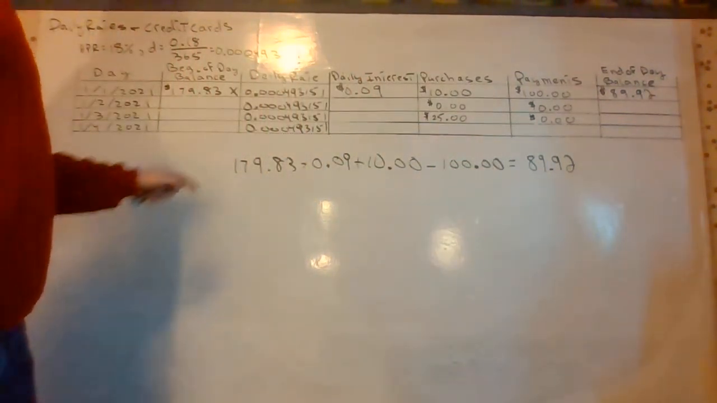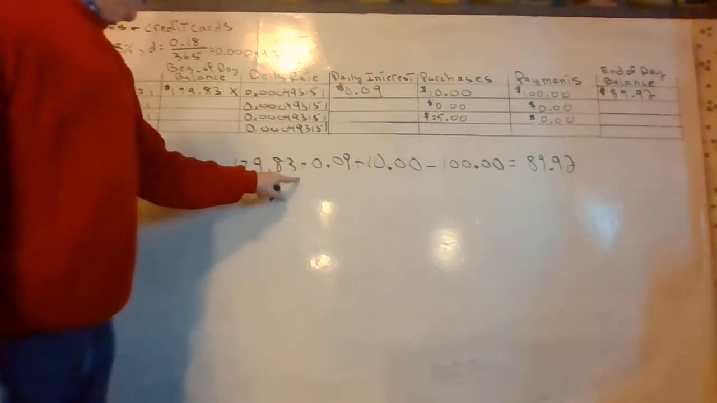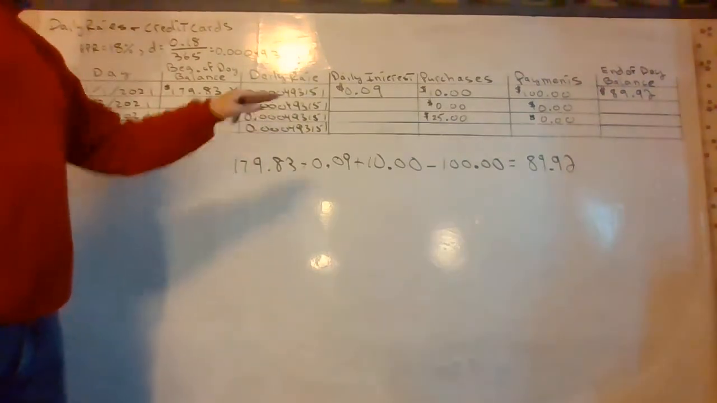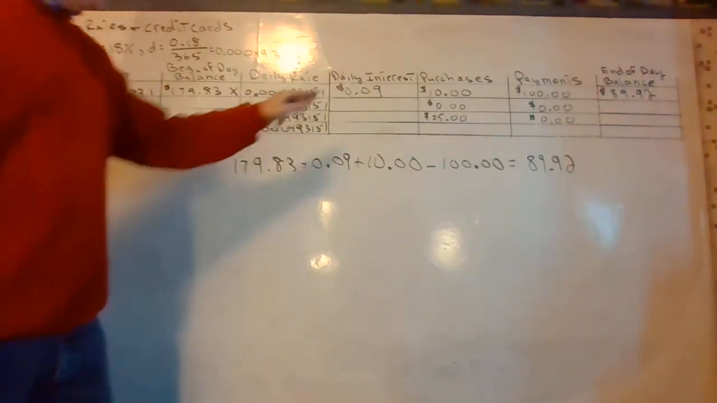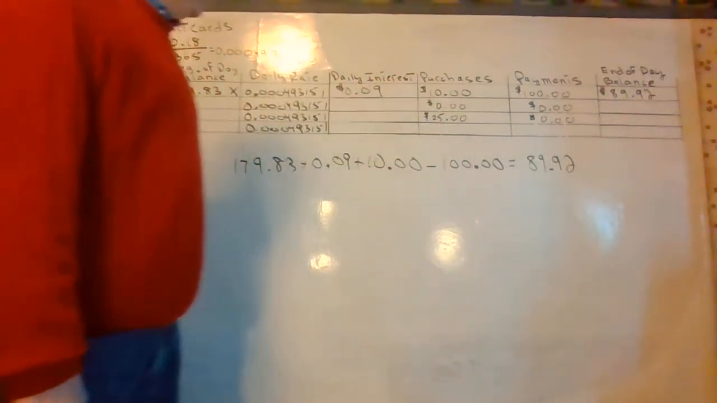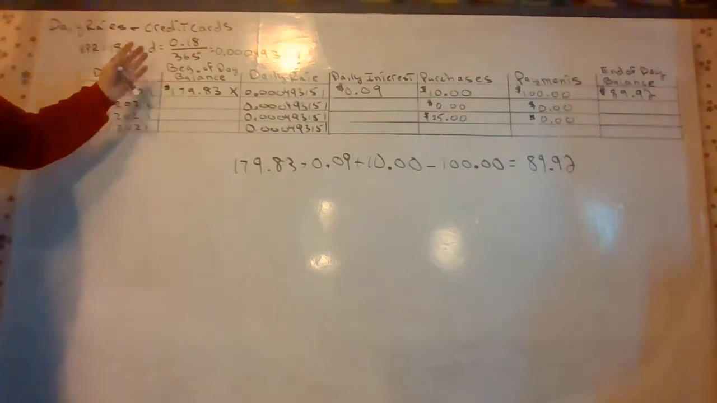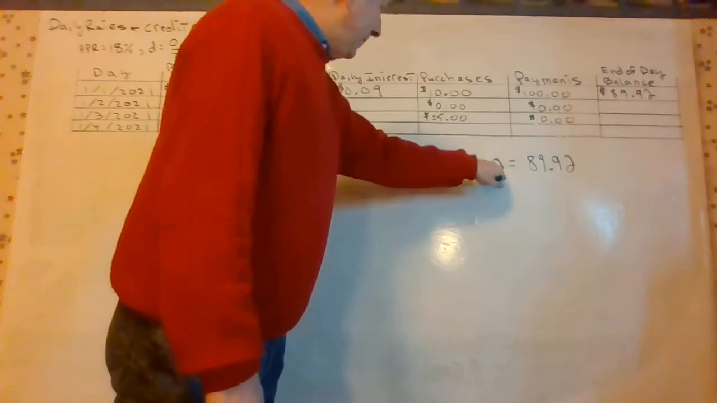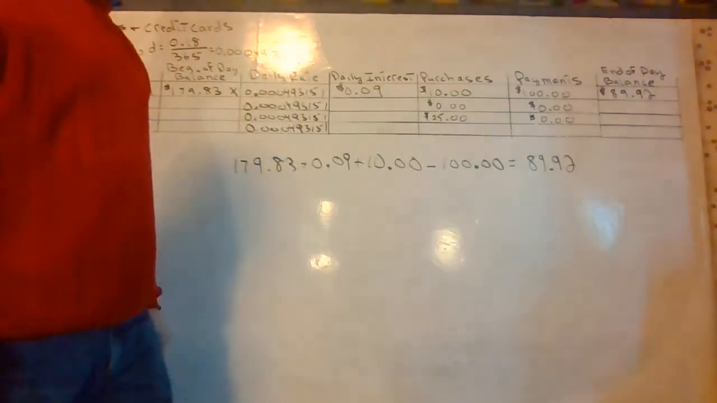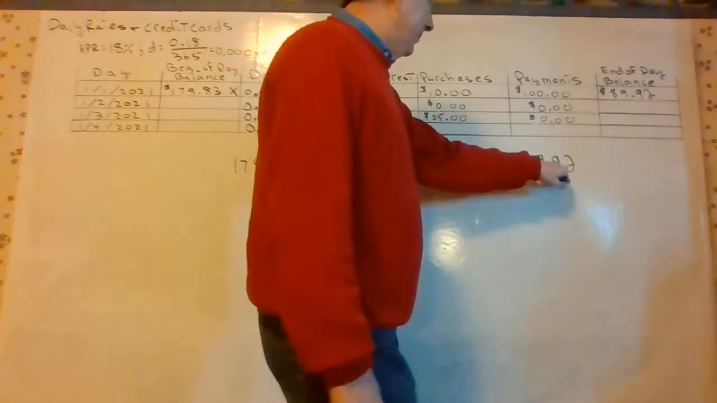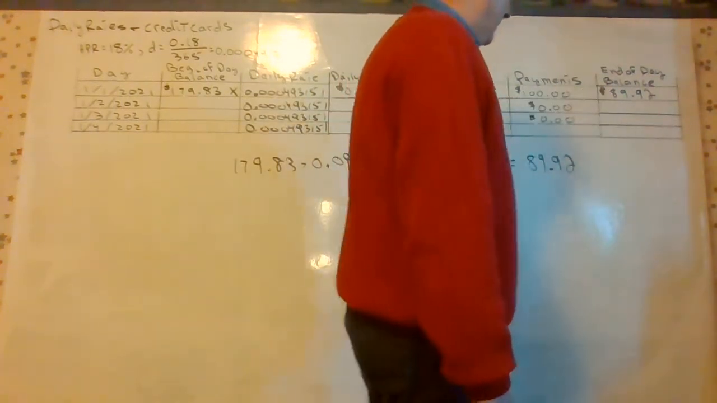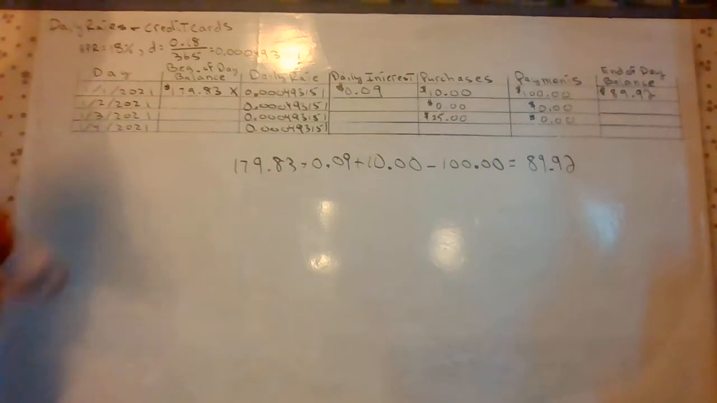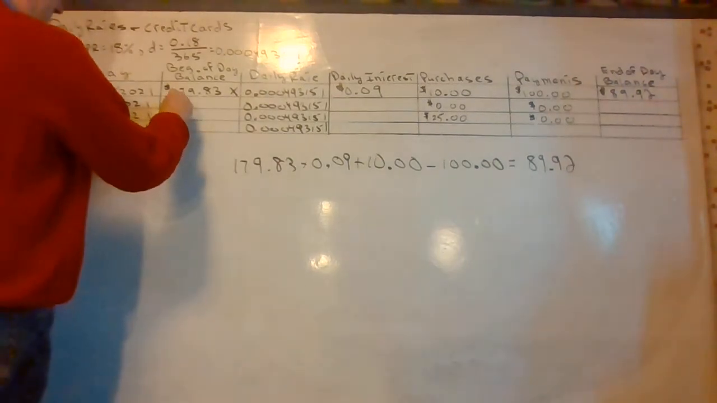Well, we're going to calculate 179.83, add the interest, add the purchase. Okay, purchases add to the account. It would be nice if that purchase subtracted. Then you could spend your way out of debt, but unfortunately that's not the way math works. The payment gets subtracted. We end up with $89.92. That's your ending daily balance, $89.92. Then what we do is we bring that down to the next day.